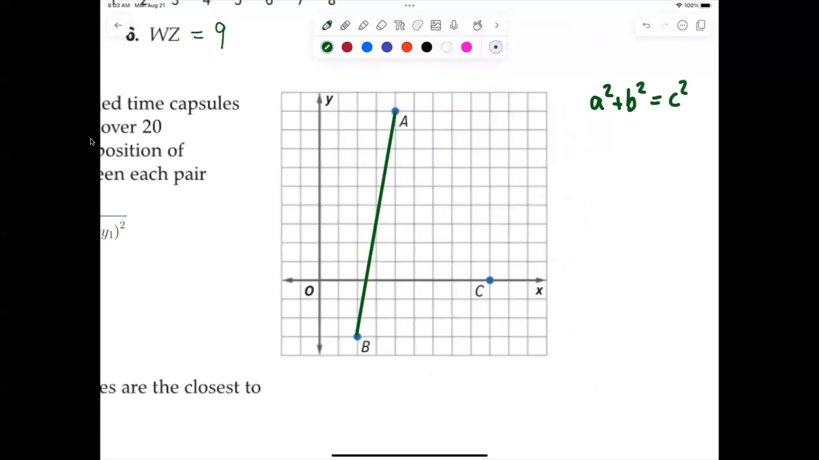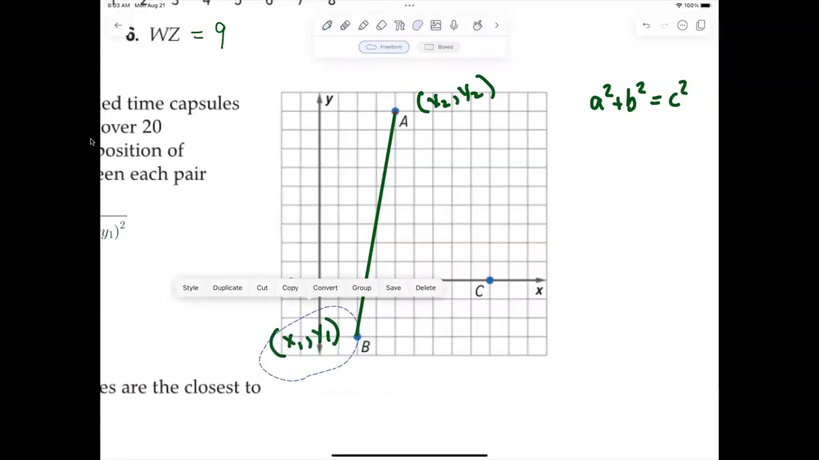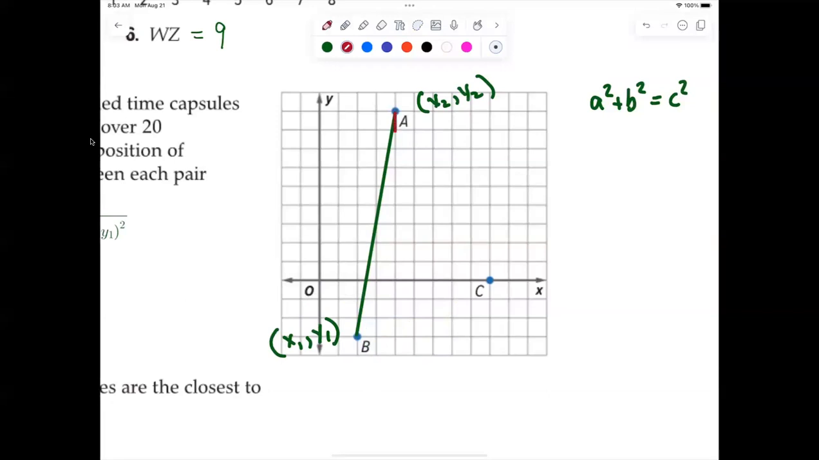This point down here, B, we're going to call x1 comma y1. A, we're going to call x2 comma y2. Does everybody agree with that? That's just saying it can be any 2 points. Then what we're going to do is construct, guess what? A line. What kind of triangle? It's a right triangle. All right, very good.